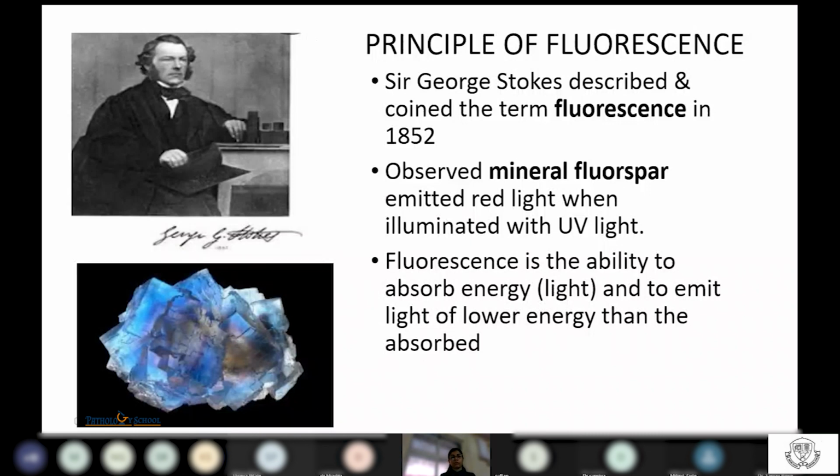Now we'll be touching on fluorescence. Now, what is the principle of fluorescence? Fluorescence was first discovered by Sir George Stokes, and he coined and described the term fluorescence. He observed that in this mineral fluorspar, once you throw UV light on it, it emits a red color light. Now, what is fluorescence? It is just the ability of any substance to absorb energy, light, and to emit light of a lower energy or a higher wavelength than that observed.